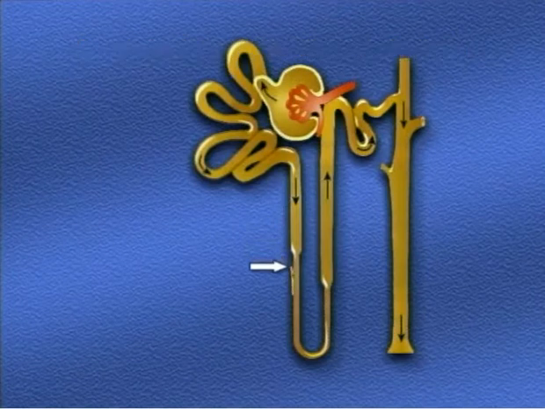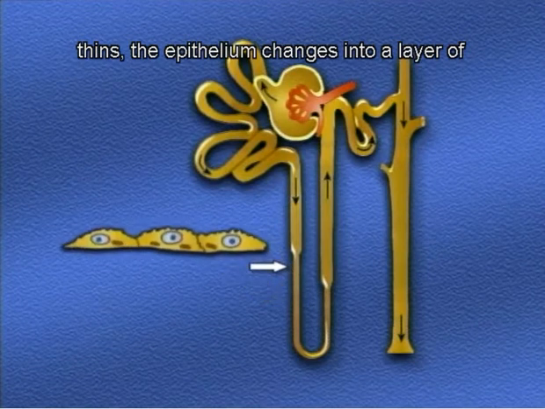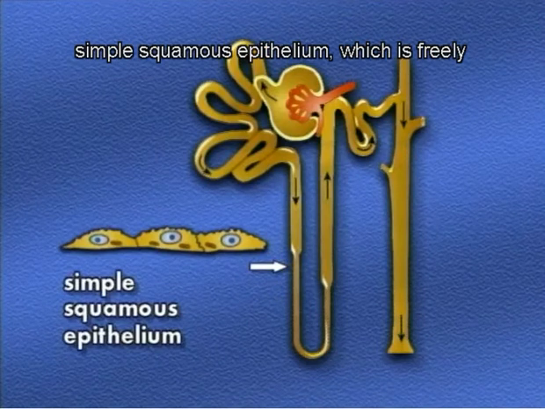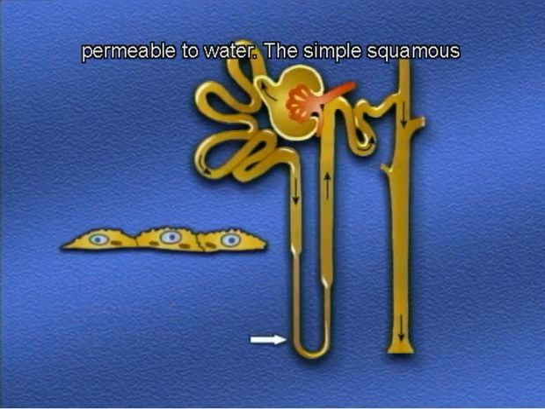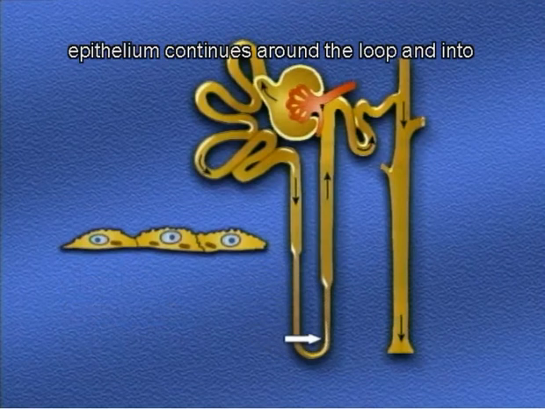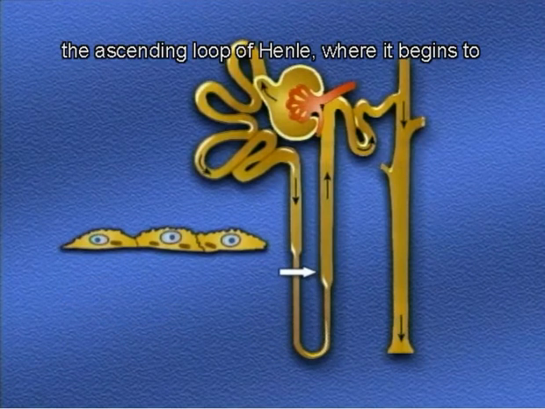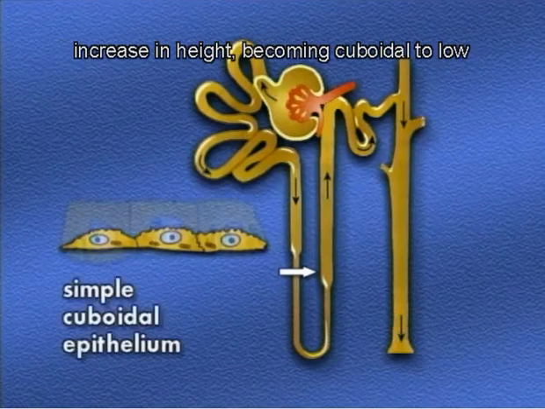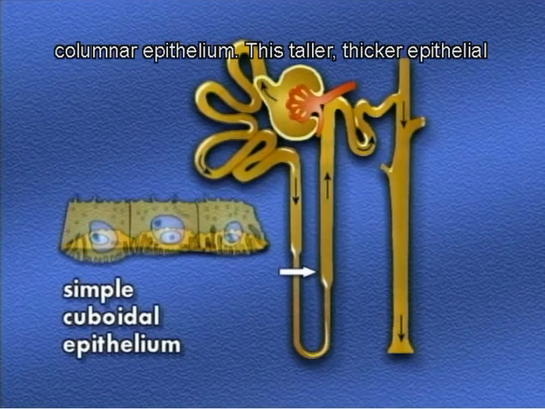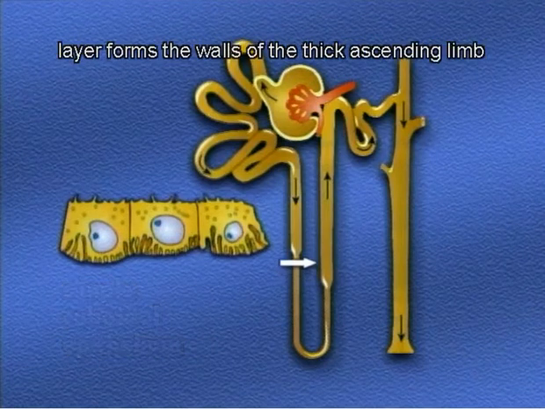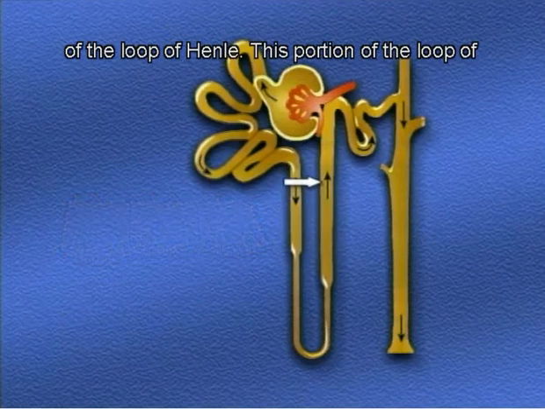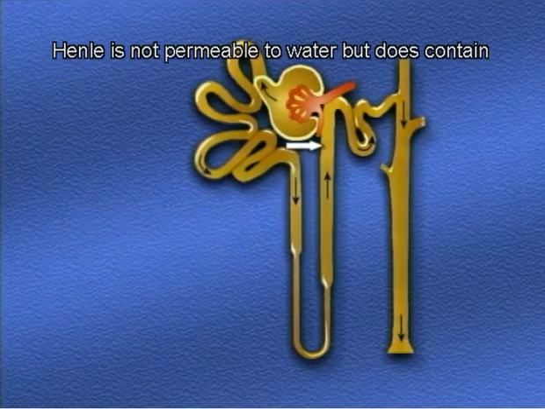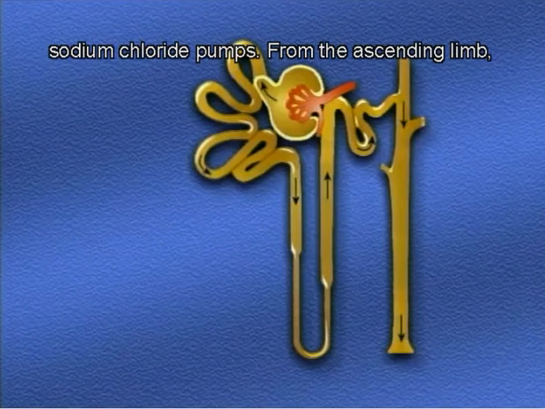As the tube thins, the epithelium changes into a layer of simple squamous epithelium, which is freely permeable to water. The simple squamous epithelium continues around the loop and into the ascending loop of Henle, where it begins to increase in height, becoming cuboidal to low columnar epithelium. This taller, thicker epithelial layer forms the walls of the thick ascending limb of the loop of Henle. This portion of the loop of Henle is not permeable to water, but does contain sodium chloride pumps.